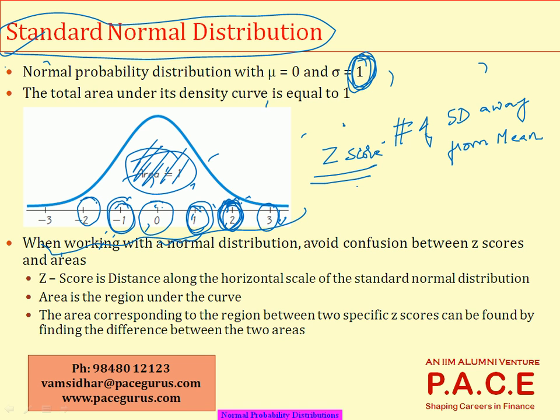When someone uses the term z-score, it is z standard deviations away from the mean. If I am saying the z-score is 1.5, then it's not the area which is 1.5. I am talking about a point lying between 1 and 2 on the x-axis, which is 1.5, and the area corresponding to this 1.5. What is the area on the left-hand side and what is the area on the right-hand side? The left-hand side plus right-hand side area together should be equal to 1. So that is how the areas are determined.